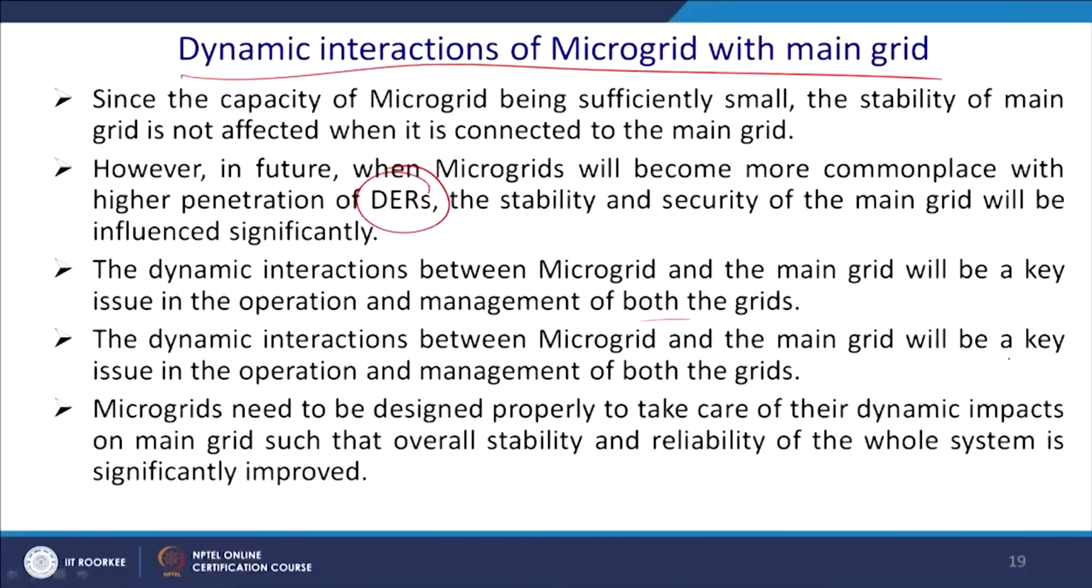The dynamic interaction between microgrid and the main grid will be a key issue of operation and management of both the grids. Microgrids need to be designed properly to take care of their dynamic impacts on the main grid such that local stability and reliability of the whole system is significantly improved. So, these are a few issues of the dynamic operations and the dynamic interactions of the microgrid with the main grid.